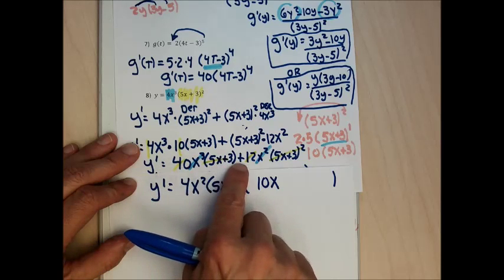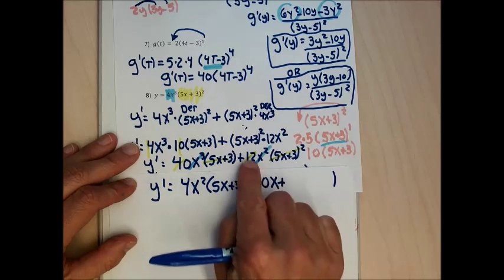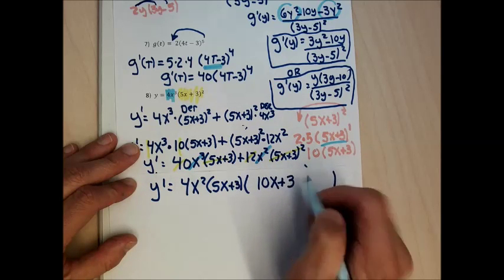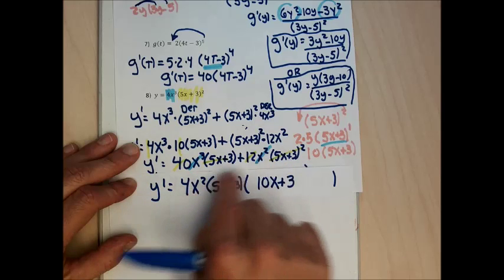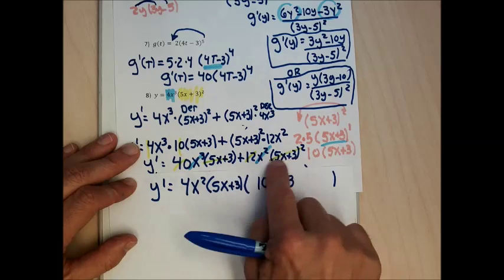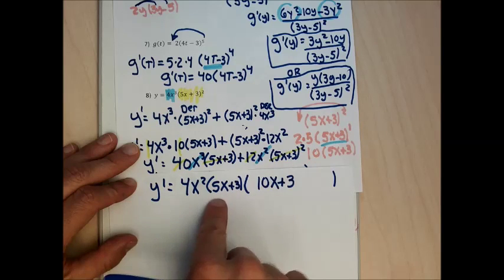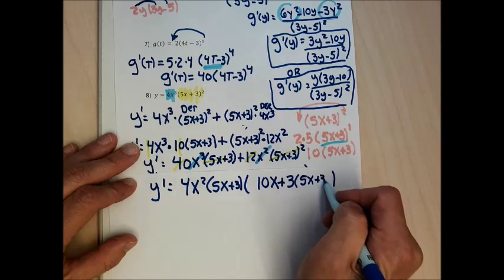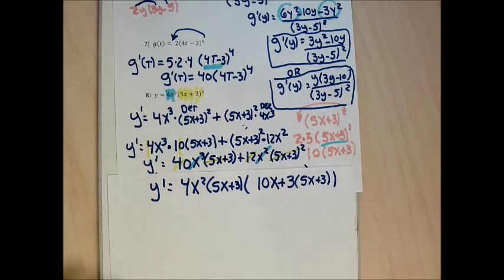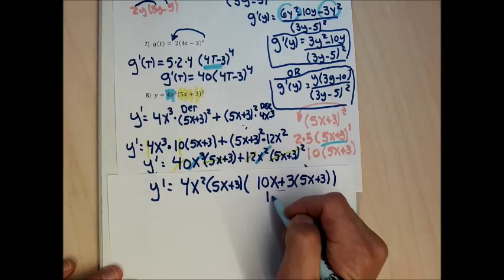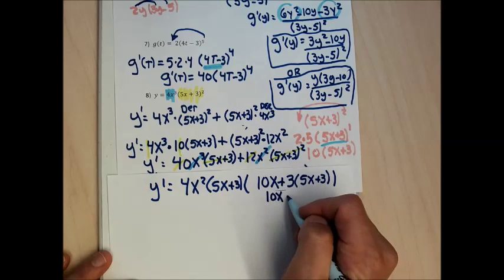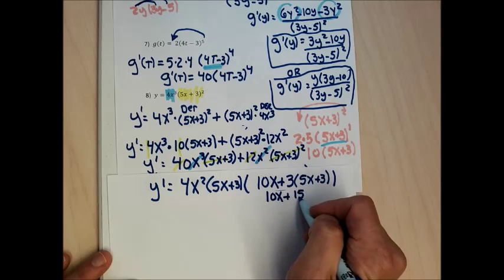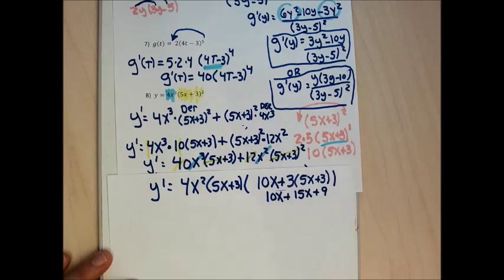Done with this term, I'm going to bring this plus sign down. From this 12, I factored out a 4, so I'm going to divide 12 by 4 and get a 3. I took out this x squared completely, so I don't have to worry about it. There were 2 5x plus 3s, and I took out 1 5x plus 3, so I'm left with 1 5x plus 3. Basically done. I'm just going to clean up this parentheses. Inside this parentheses, I see 10x plus 3 times 5x plus 3. The 3 times the quantity 5x plus 3 is going to come out to 15x plus 9.